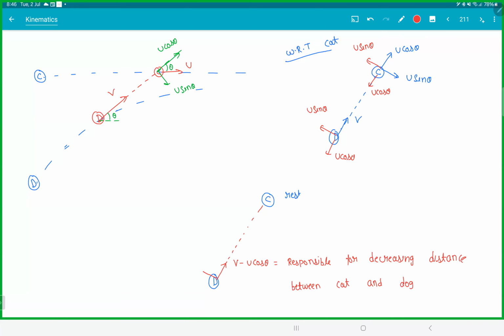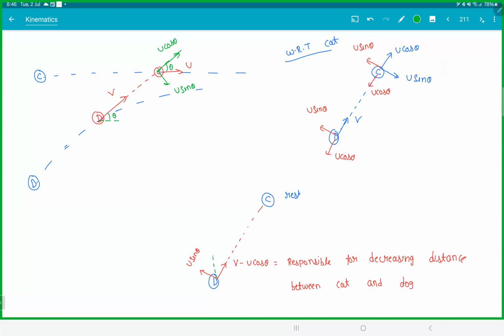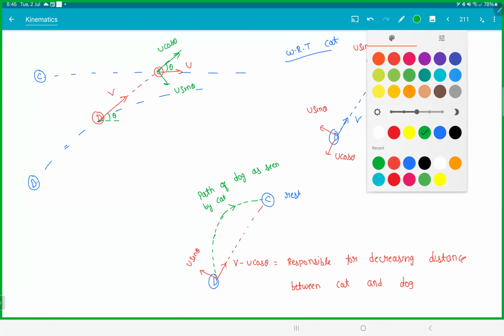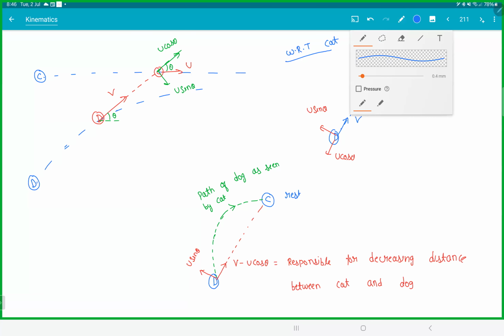And this other component here, which is u sin theta, is responsible for rotation. So if you ask the cat how the dog is going, this is how the path would look. This is the path of the dog as seen by the cat. If you're sitting on the cat's head and look at the dog, this is what you'll think: the dog is running, takes a turn and comes towards you. Now from here we can clearly see, let me make this a little smaller.